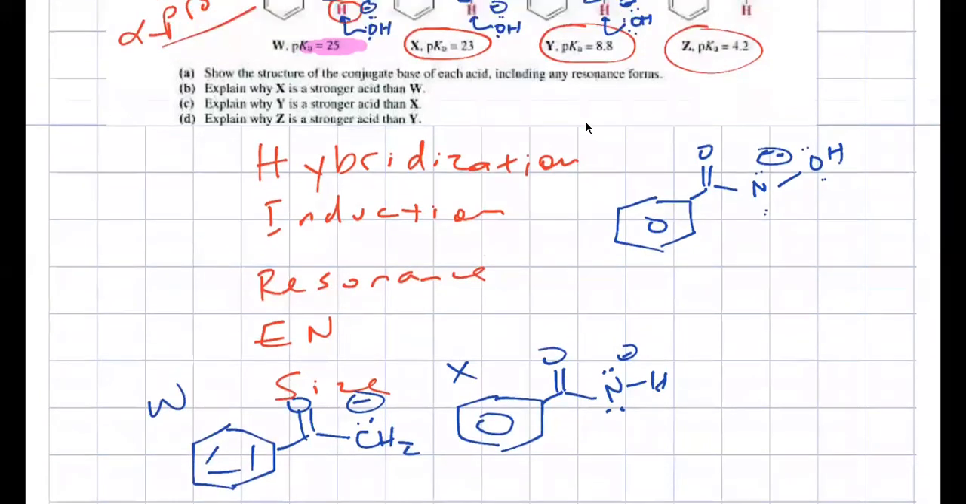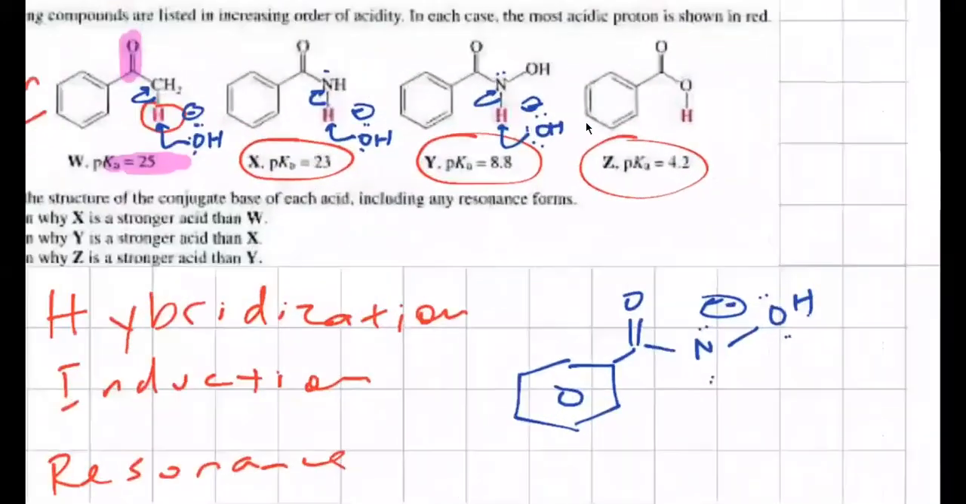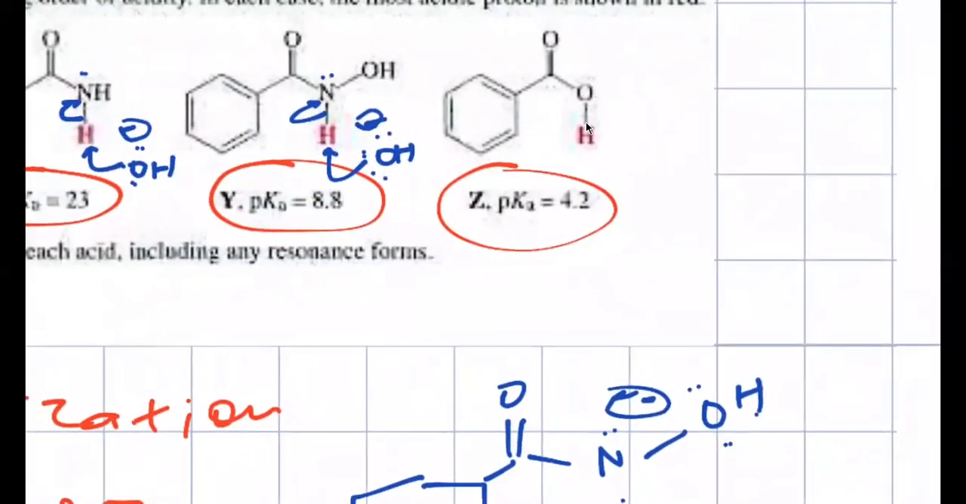So, anyway, all right, let's go back to here. What would you do here to show the conjugate base for Z? Anything different? No, it's just the same mechanism. And the reason I'm doing it is because the more reps we get, the better we get at it.